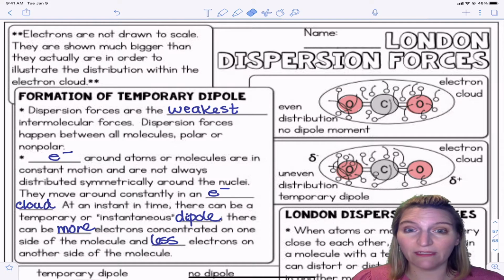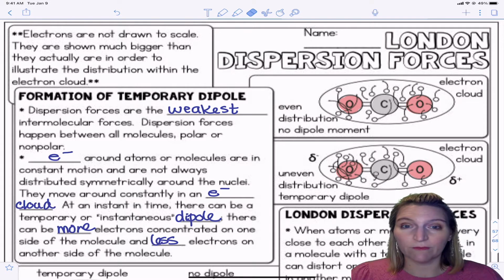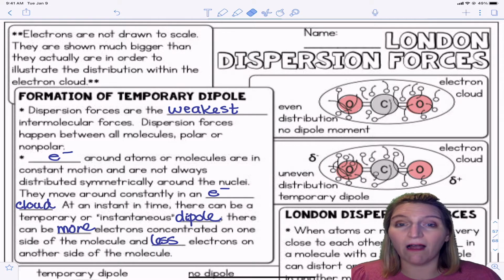So in this video, what we are covering is just more details on those intermolecular forces. We're just going to go through each of them and really explain them well. The first intermolecular force that we're really going to look at are the London dispersion forces.